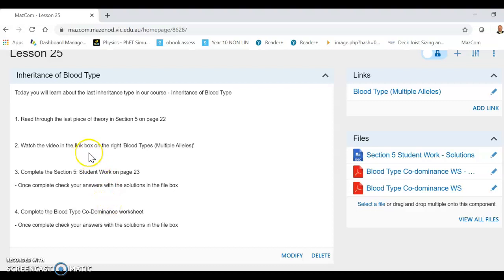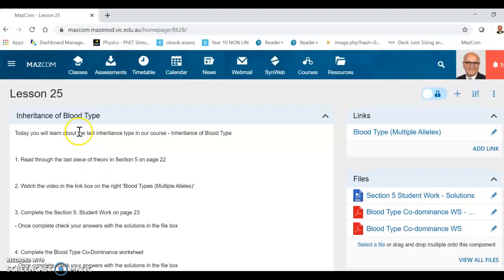So that's lesson 25. Getting close to the end, section 5 of your booklet.